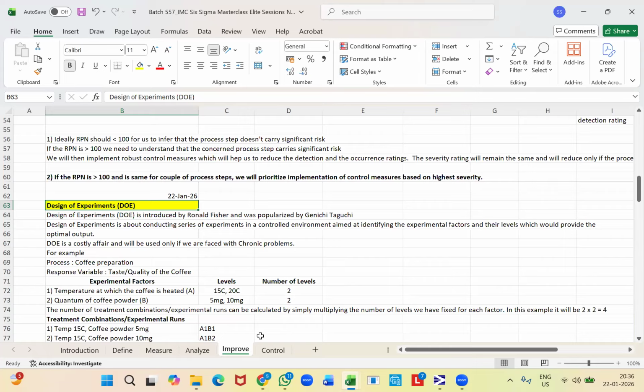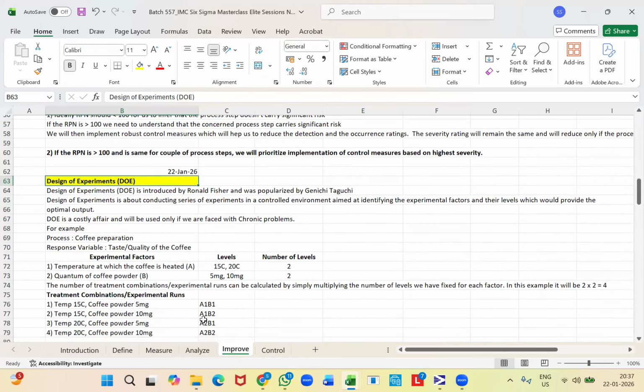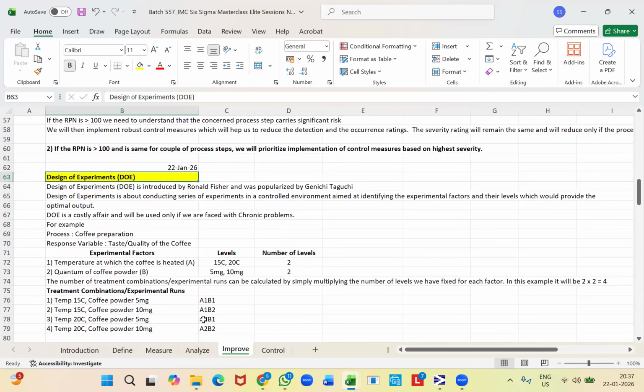These are the minimum numbers that we are supposed to consider for conducting an experiment, right? And when we have two levels for both these factors, how many treatment combinations can we arrive at for this scenario? We simply need to multiply the number of levels that we have fixed for each of these experimental factors. Two levels for each factor, so 2 into 2. So the total will be four treatment combinations for this particular scenario. So what are the four treatment combinations?